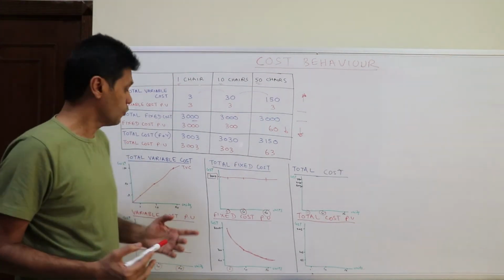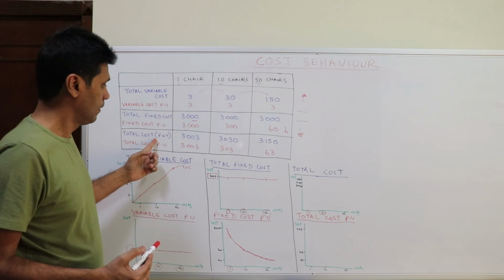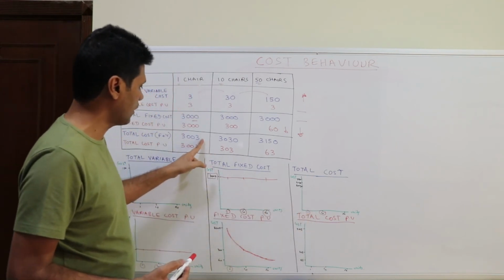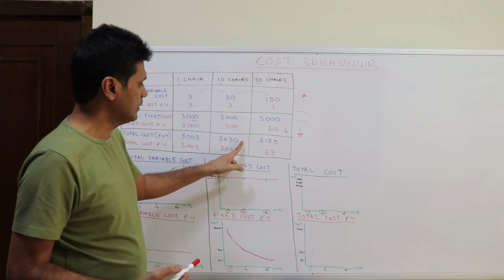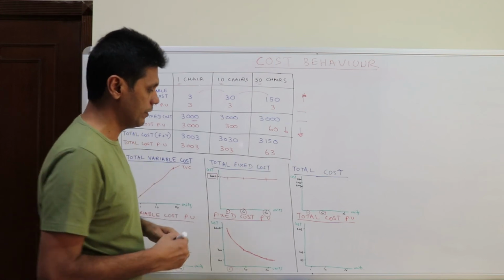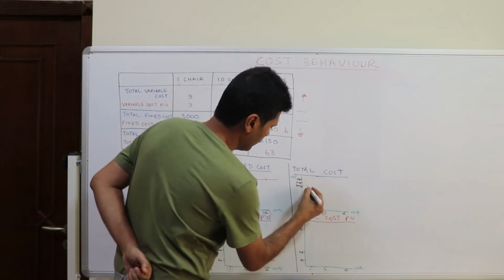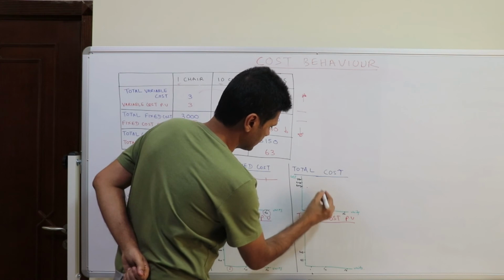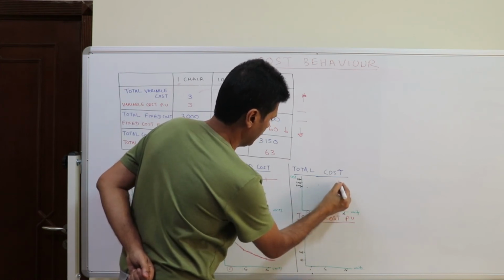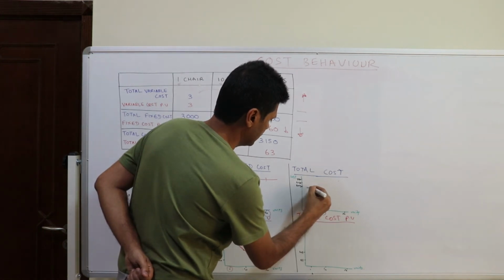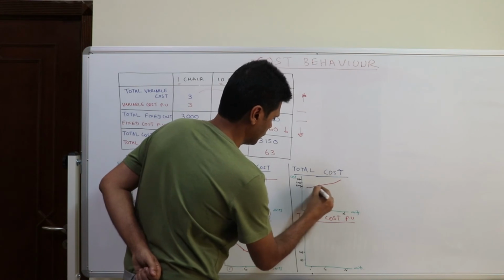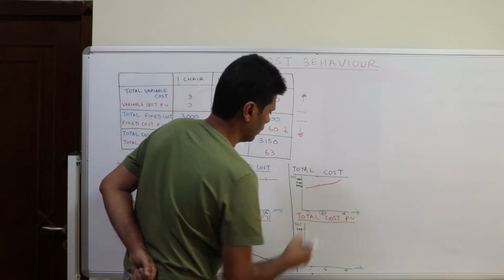So finally let's move on to the total cost curve. For the total cost curve, when you produce 1 unit, it's going to be 3003, and 10 units 3030, and 50 units 3150. So if you plot this graph, it will look like this. It will be an upward sloping curve. So this is the total cost curve.